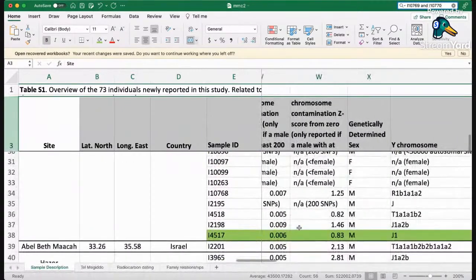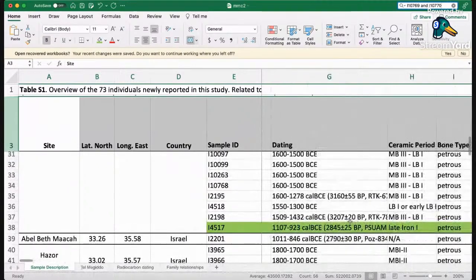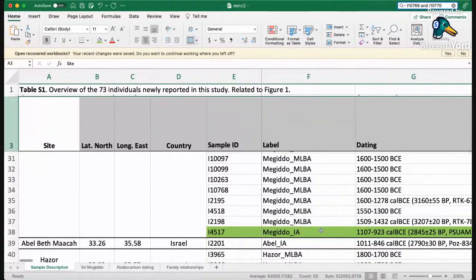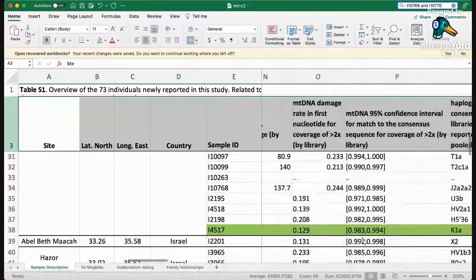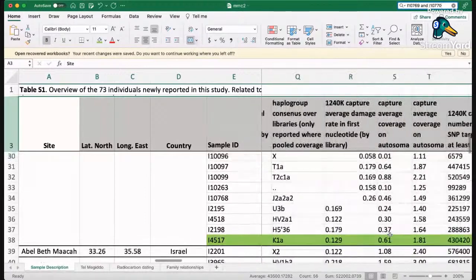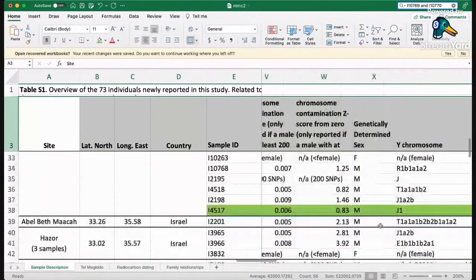Now, if we go down to the last one in Tel Megiddo, they found a Late Iron Age individual. So if you know about ancient Israel, the Israelite Northern Kingdom, they were in charge of Tel Megiddo during that time. And if we scroll over, we see that the maternal haplogroup this individual carried was K1a, and his paternal Y-DNA was J1. Now, this individual was burned in the fire, or was later burned in the fire. That's what the article states.